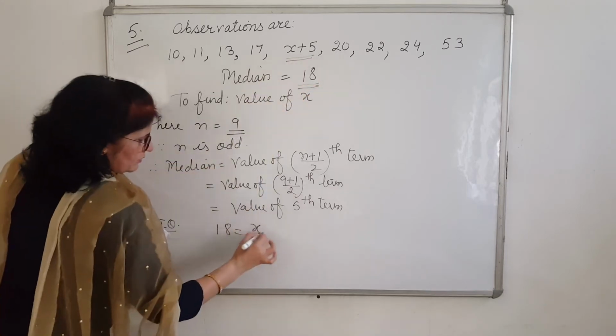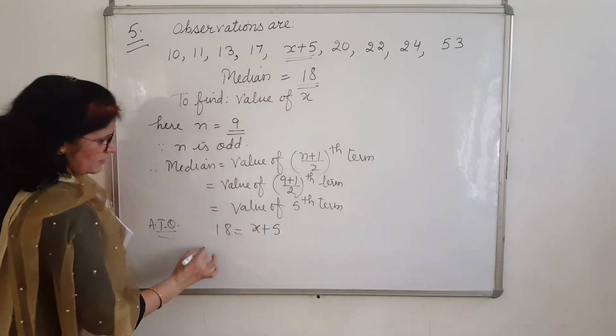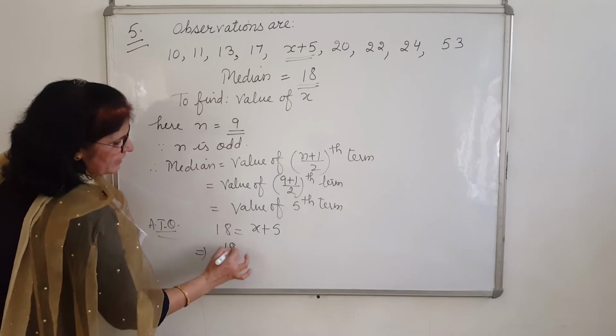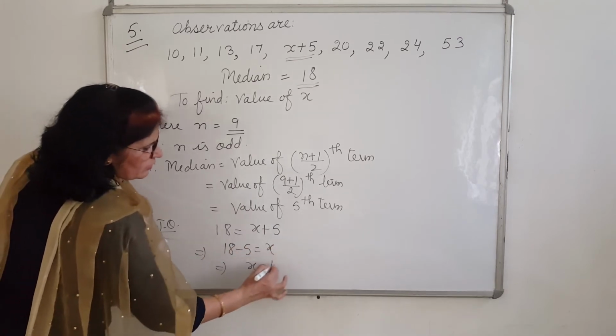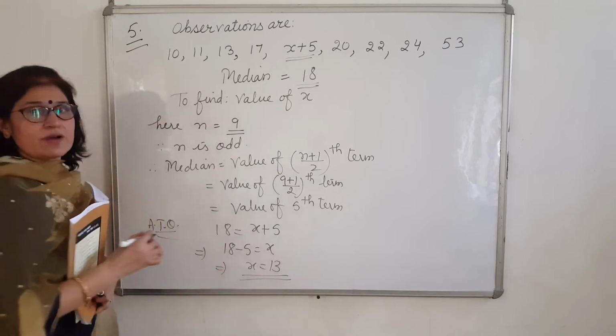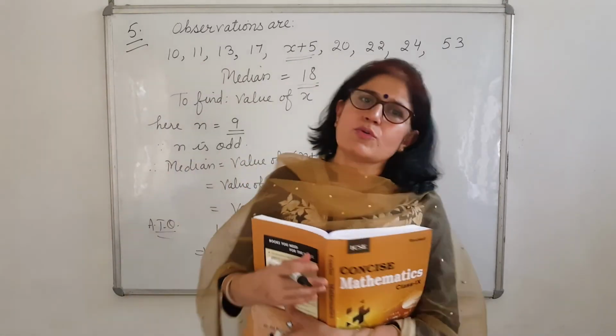X plus 5. Substitute here. So 18 minus 5 is equal to x, and the value of x is equal to 13. This is the only thing you have to find in this question.